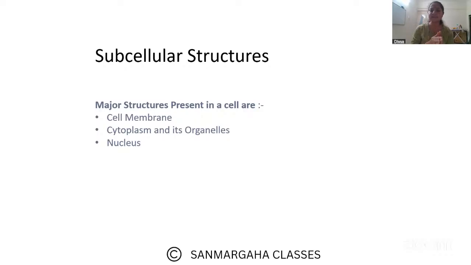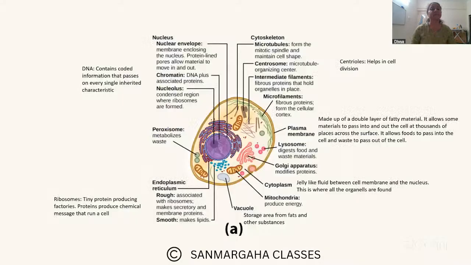Where are these present? Where is the cell membrane present? Where is the cytoplasm present? Where is the nucleus present? Something we have to know about it, right? So this is the structure of the cell. Here we have different components of a cell. A lot of components are there.